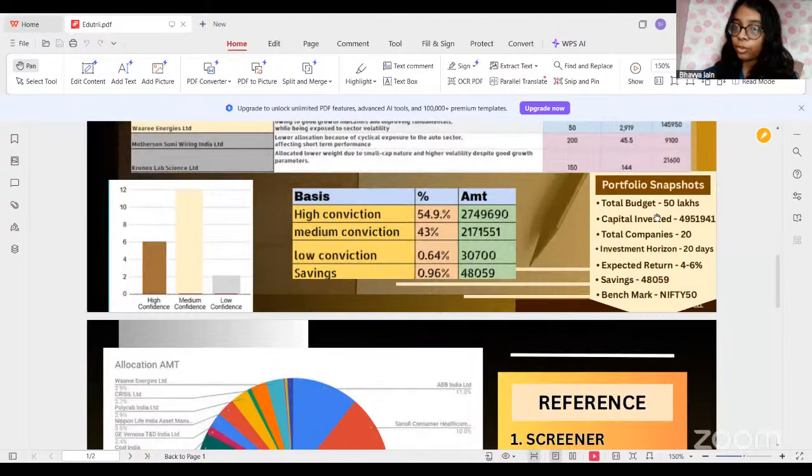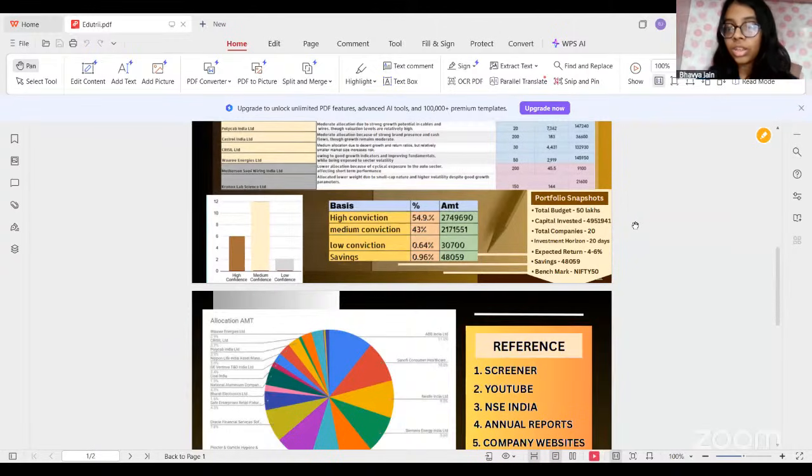If I talk about the portfolio snapshot, a quick recap: we have a total budget of 50 lakhs, but we have only invested 49 lakhs 51,941 rupees, and the approximate savings are 48,059. We have an investment horizon of 20 days, and a total of 20 companies were selected. According to the benchmark of Nifty 50, we expect after 20 days, that is on 5th January, a return of 4 to 6%. We are not promising higher returns, but based on the logic and analysis, we expect an estimate of 4 to 6% return. Now I hand over to Vidhan.